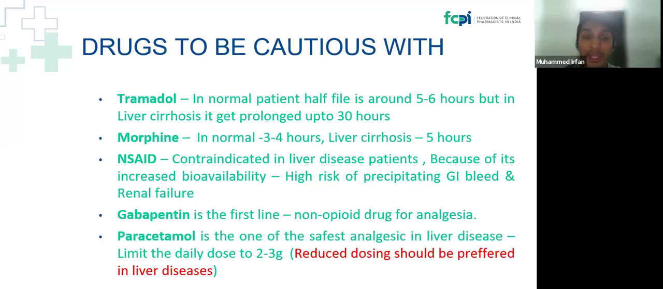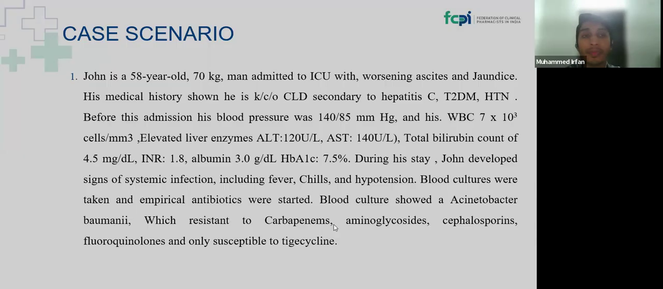And NSAIDs are contraindicated in liver disease because of increased bioavailability and high risk of precipitating GI bleed. Gabapentin is the first-line non-opioid for analgesia in that condition. Paracetamol is one of the safest analgesics in liver disease, and limit the daily dose to 2 to 3 grams. Reduced dosing should be preferred, that is, the lower-limit dosing should be preferred in liver diseases.